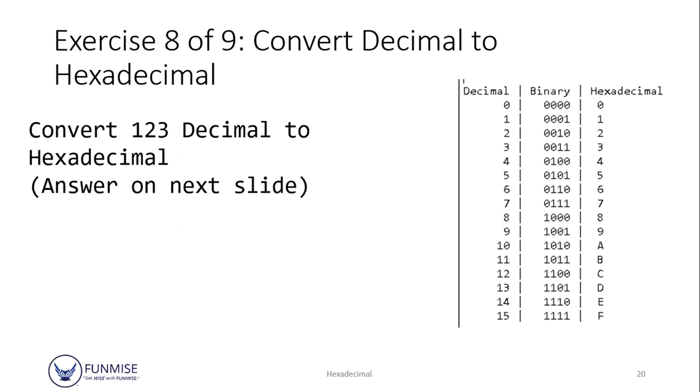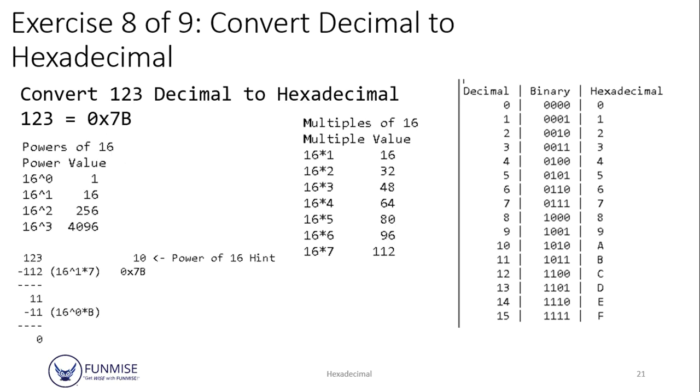Exercise 8 of 9. In this exercise, we're going to convert decimal to hexadecimal using the previous example. Convert 123 decimal to hexadecimal. You should be familiar with this now, but if you want to go ahead and pause and do this, the answer is revealed next. Okay, in this case, we're going to convert this 123 decimal to hexadecimal.